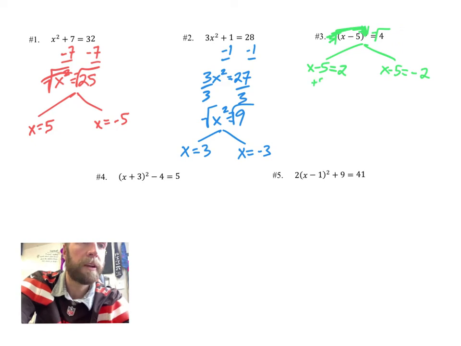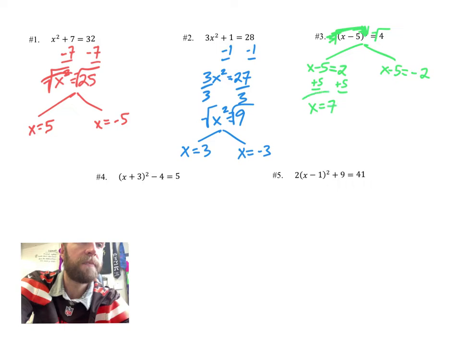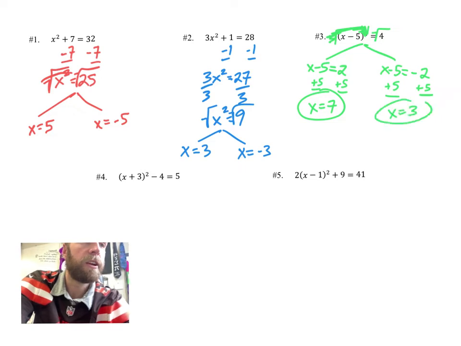Cool, at this point we just go back to middle school math. We go ahead and add 5 to both sides. That gives us 7. And we go ahead and add 5 to both sides. And that gives us 3.